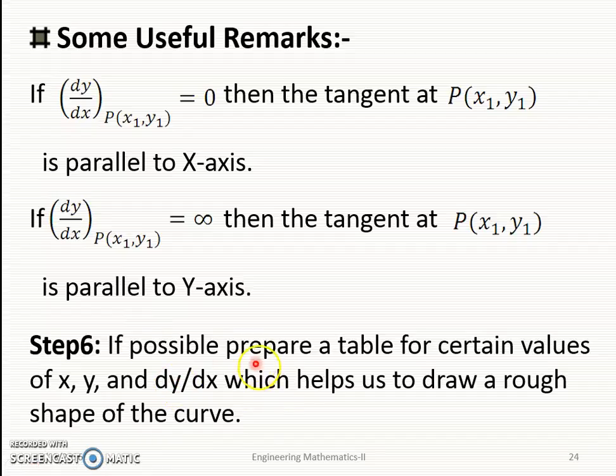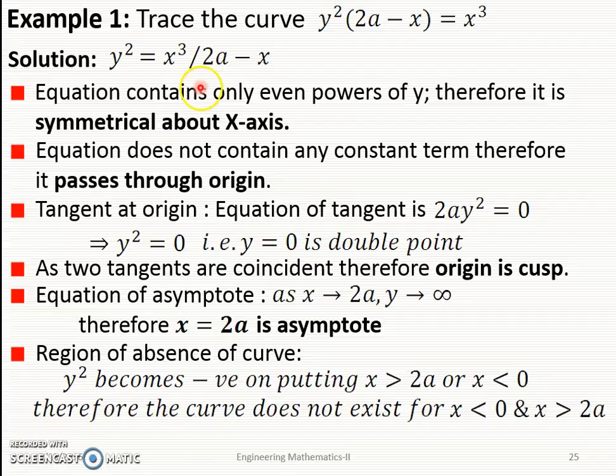And step number 6, if possible, prepare a table for certain values of x and y and dy by dx, which helps us to draw a rough shape of the curve. Now we consider one example here. So trace the curve y square into 2a minus x is equal to x cube. This is the curve given in Cartesian form. So we consider this curve into this form.